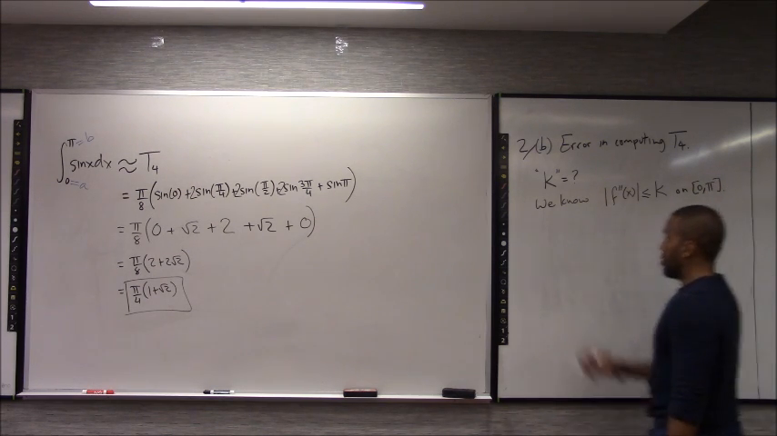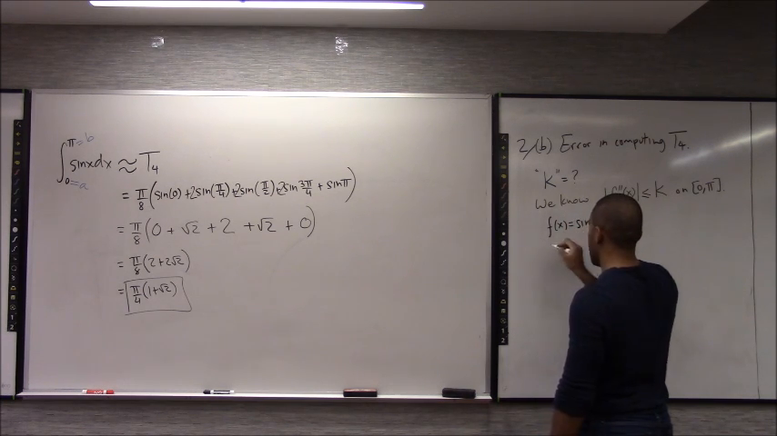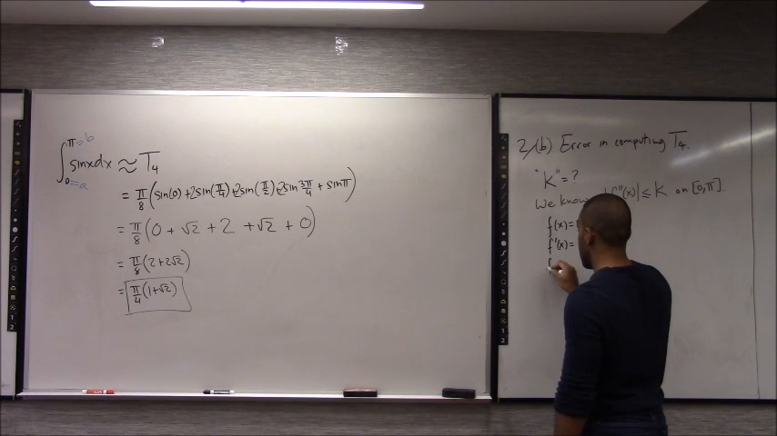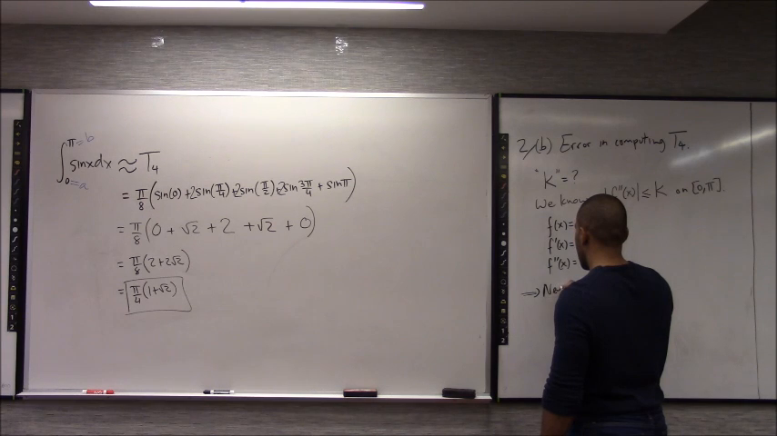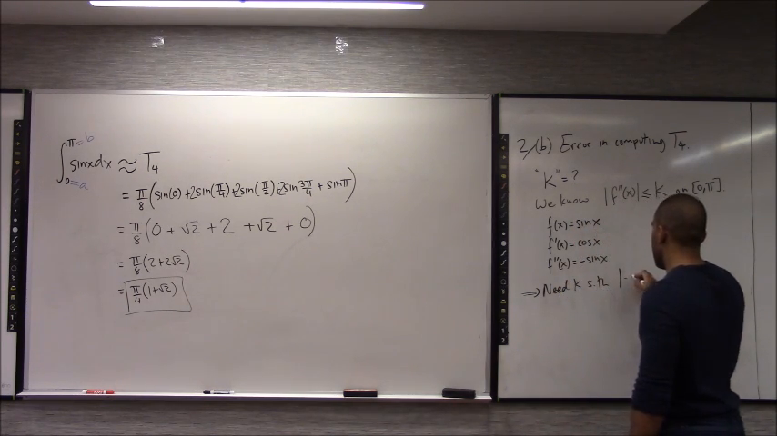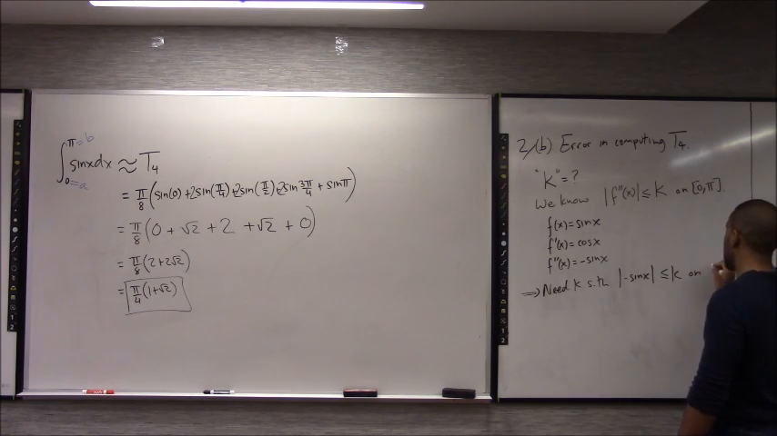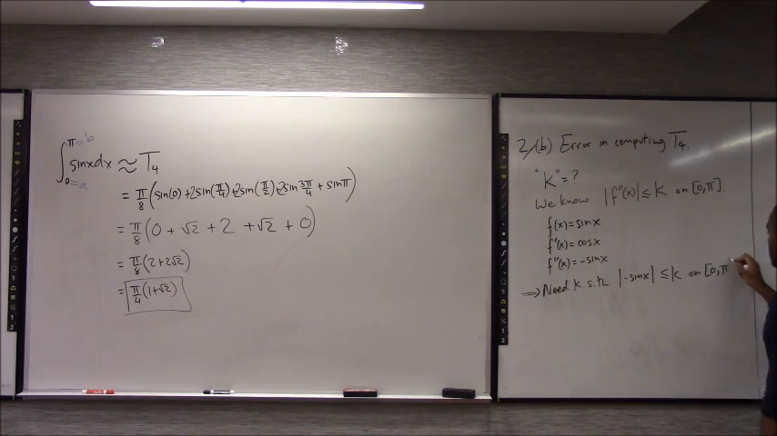How do I find that? Well, I would first find the second derivative. So if my function is sine, my first derivative is going to be cosine of x. My second derivative is going to be minus sine of x. So this means we need K so that the absolute value of minus sine of x is less than or equal to K on this interval. Can you think of a nice number for which that is true?